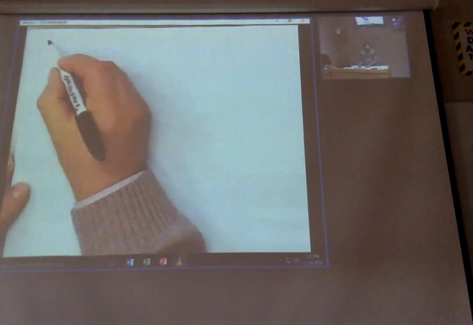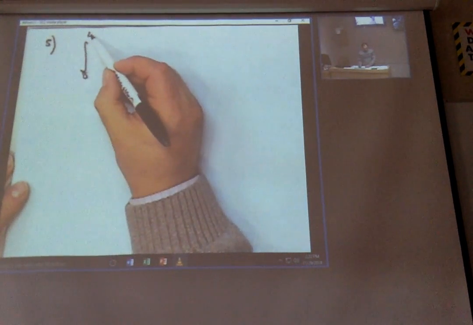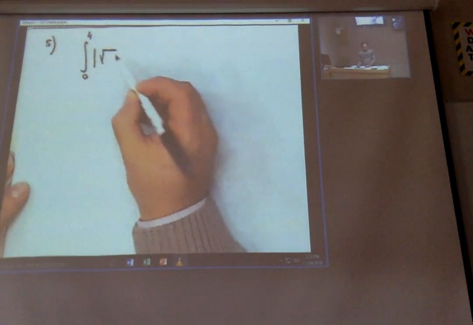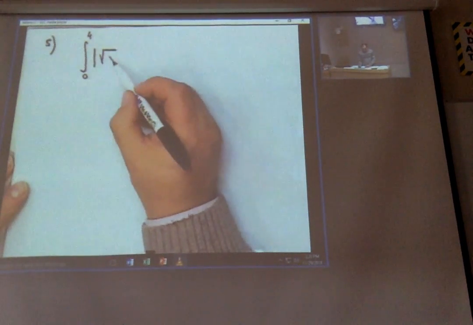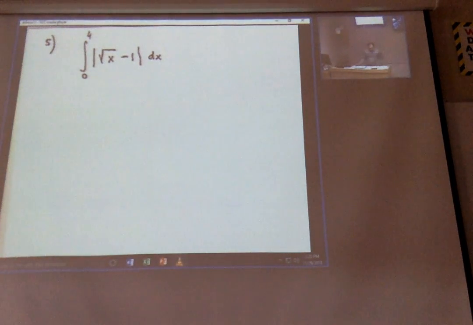Let's say 5. And this will be a little bit different. Let's say we have from 0 to 4, and we have the absolute value of the square root of x minus 1, dx. Now, we have to solve this problem. And if you remember, if we have absolute value, we cannot just drop it, right? With the absolute value, we must be careful. And our goal is actually to get rid of it.